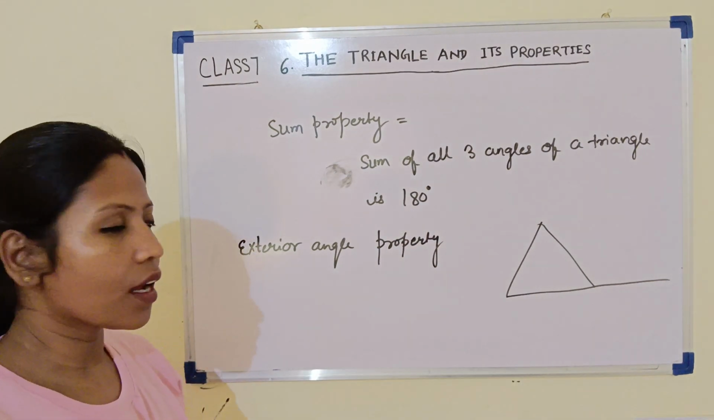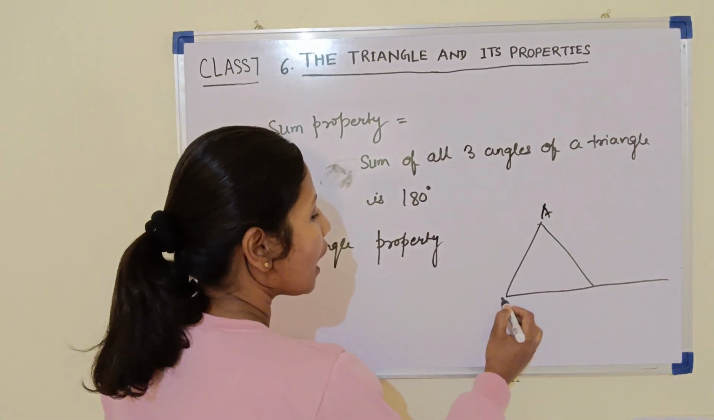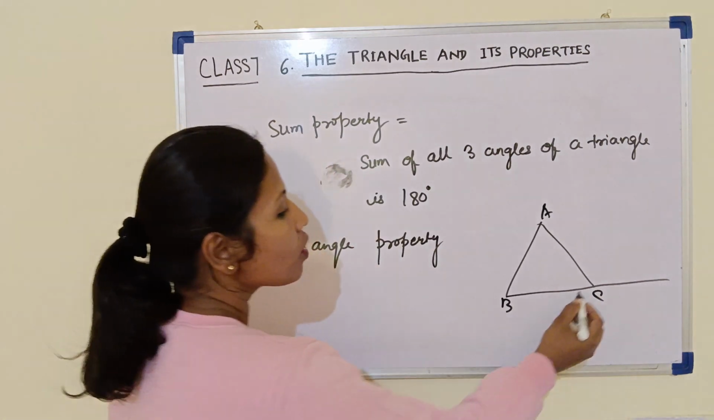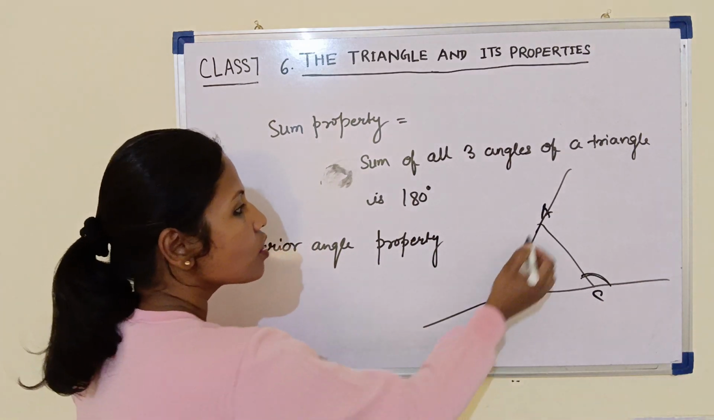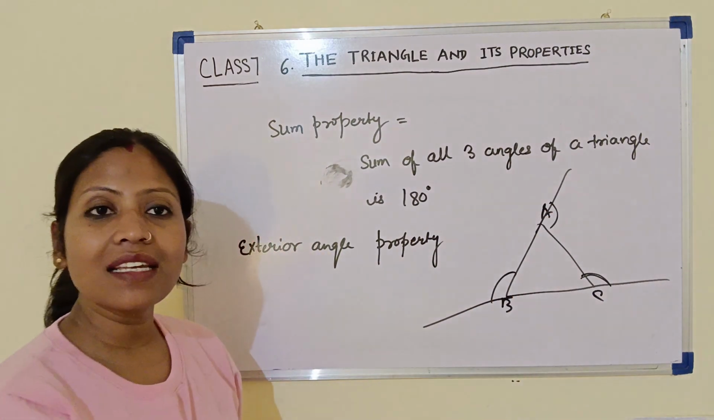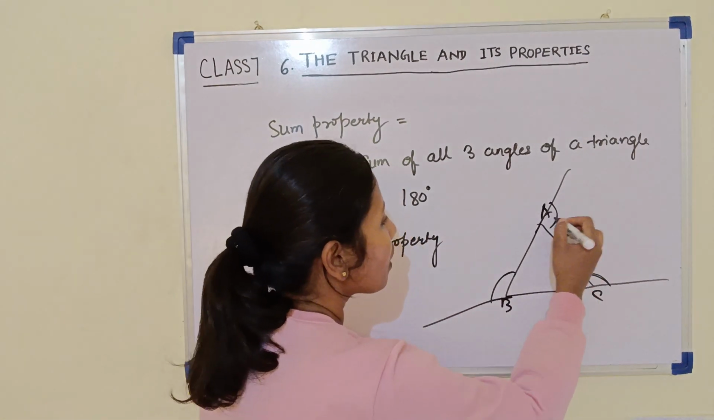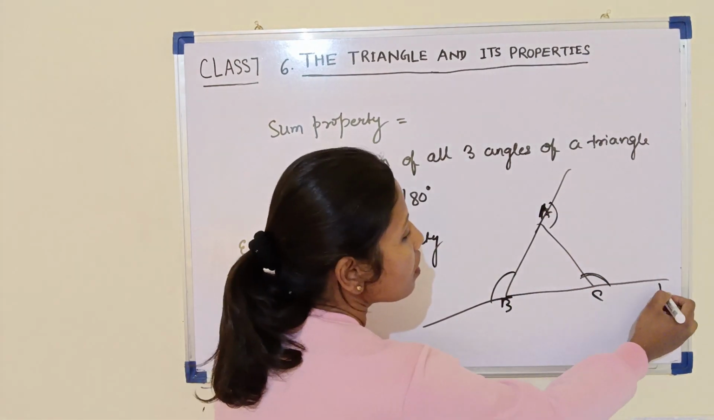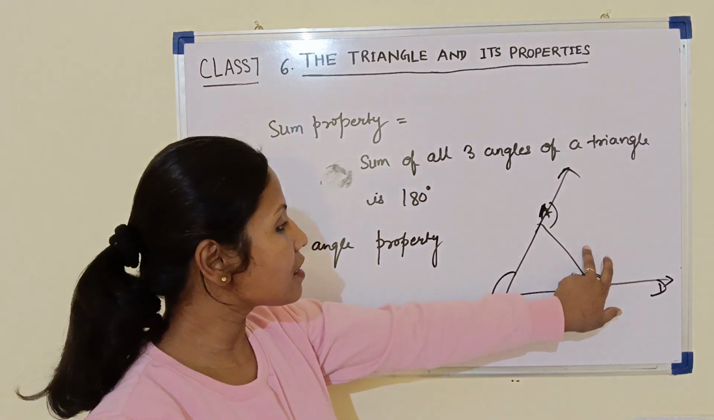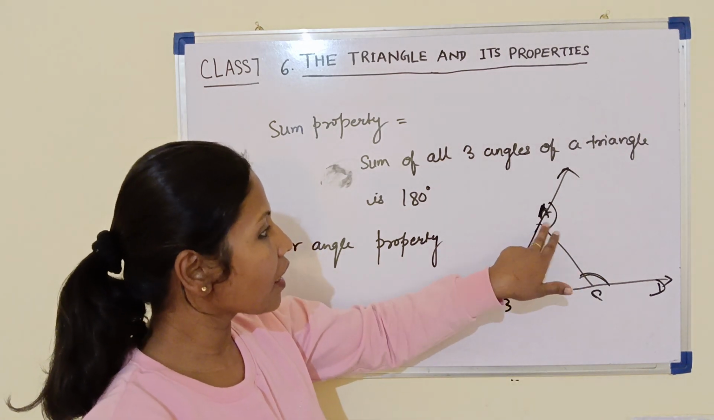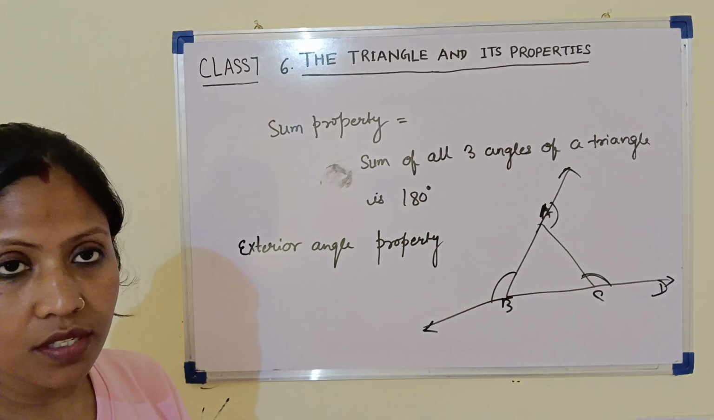Now there is an exterior angle. The name itself is saying exterior angle. Suppose ABC is a triangle. If you extend any side, these angles are called exterior angles. Suppose I have taken A, B, C, and D. So this angle is an exterior angle for this triangle. This angle is an exterior angle for this triangle. These all three angles are exterior to this triangle.